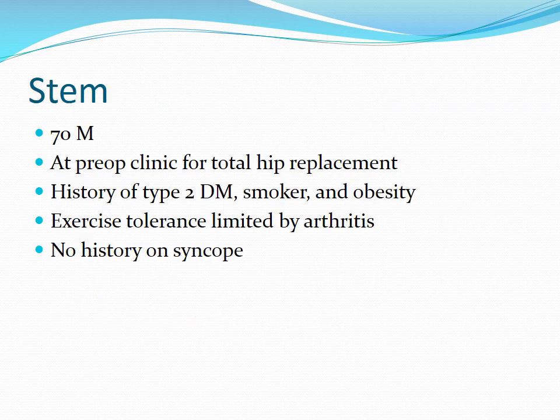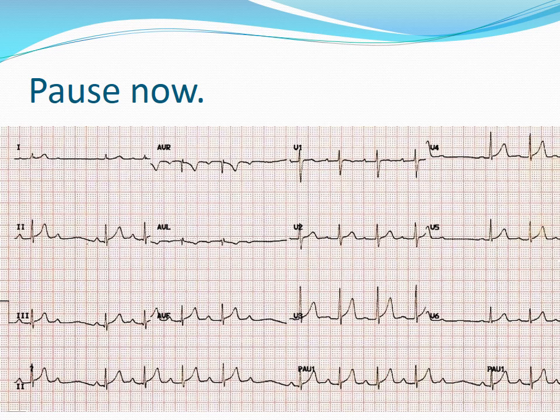Now we have a 70-year-old male presenting to pre-op clinic for total hip replacement. History of type 2 diabetes, smoker and obesity. Exercise tolerance is limited by arthritis and has no history of syncope. Please interpret this ECG. Pause now for your own answer.